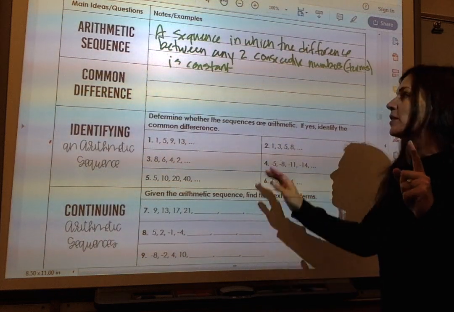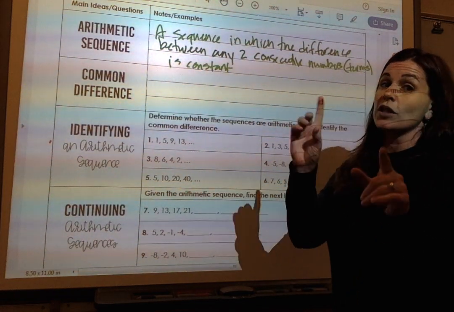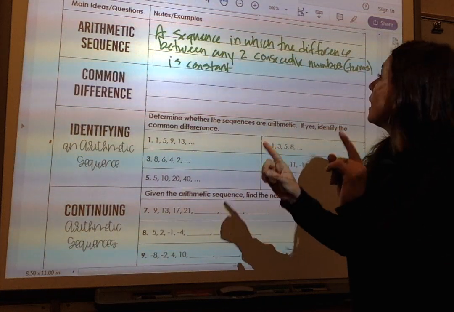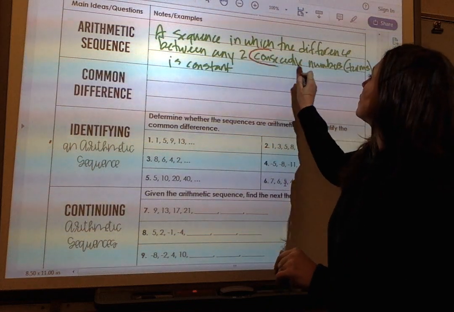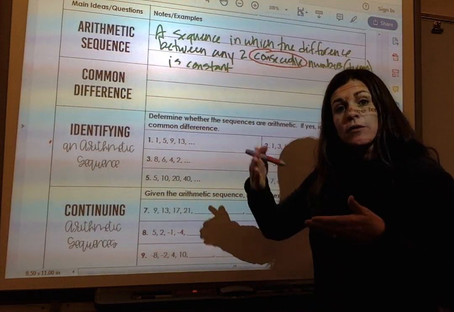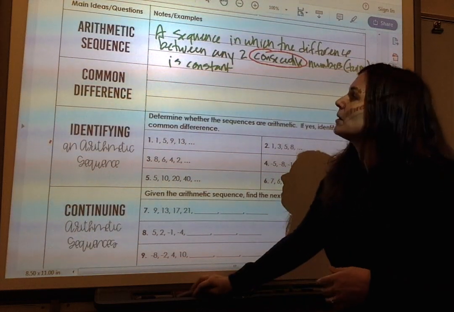So here's what I want you to take out of this definition. Okay, it's a sequence in which the difference between terms, any consecutive terms, is constant. So what does this word consecutive mean? Remember, it means one right after the other. So we've already done that in Unit 2, and so now we're looking for the arithmetic sequence.